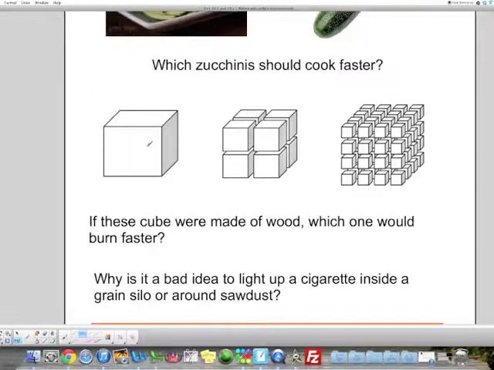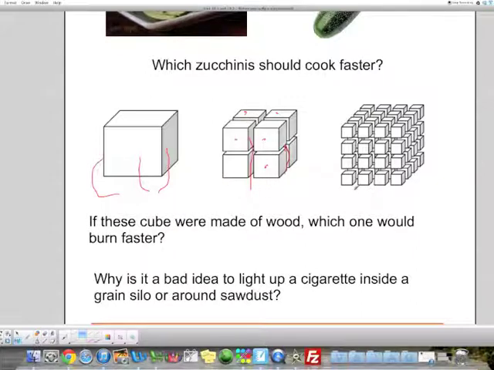If these are cubes of wood, which one would burn faster? Well, here the flames are going to be able to touch here and on the side here, and that's it. But the flames won't be able to reach the middle. In this case, the flames can go in between because the cube is cut in smaller pieces, as well as touch these surfaces over here. So it's not as bad.